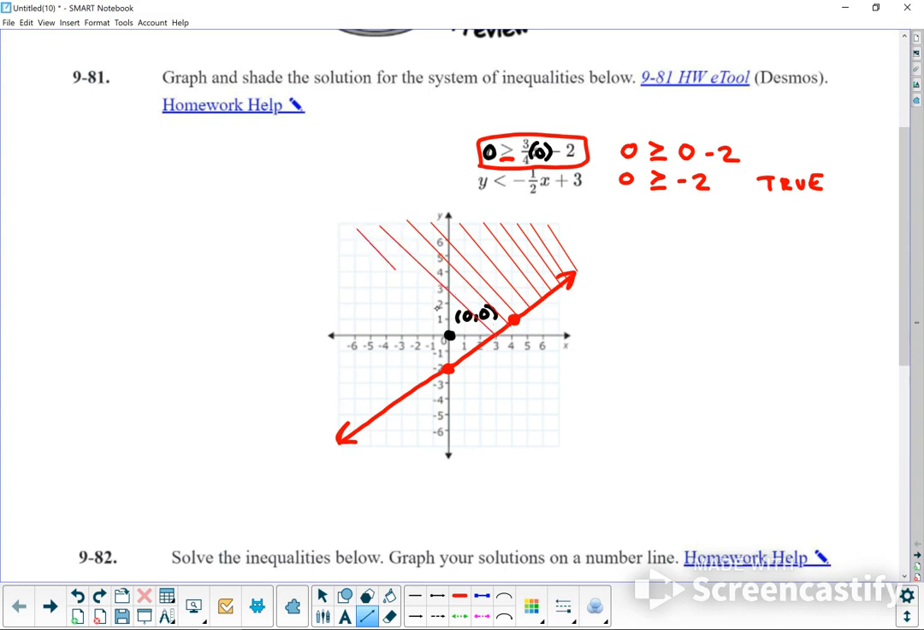You're going to shade on the same side as the 0, 0, the point that you plugged in. And if it comes out to be false, then you would shade on the opposite side of the 0, 0.